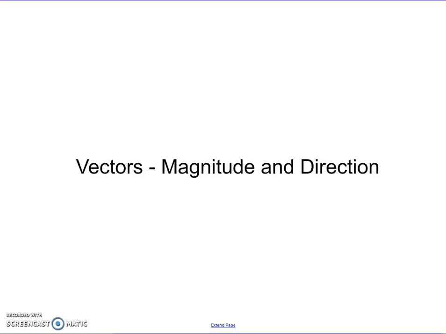So we've looked at the basics of what a vector is and how to calculate components of a vector. What I'm going to do in this video is talk to you about two specific properties that are vital in any definition of a vector, and that's magnitude and direction. That's the difference between a vector and a number.